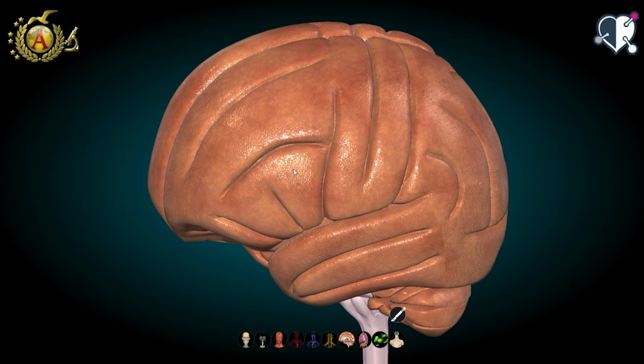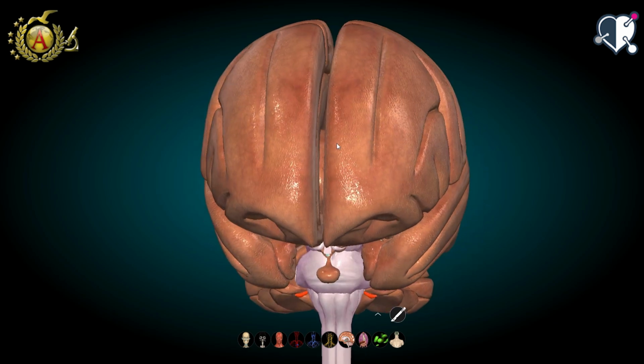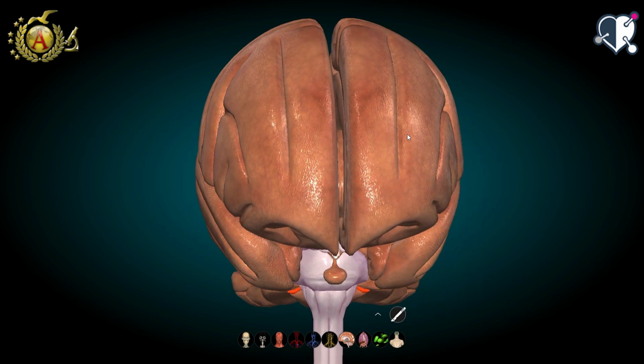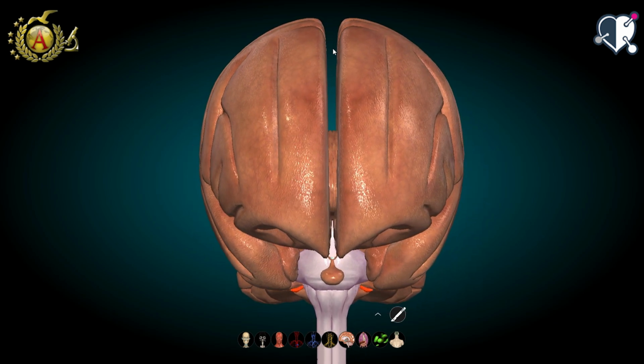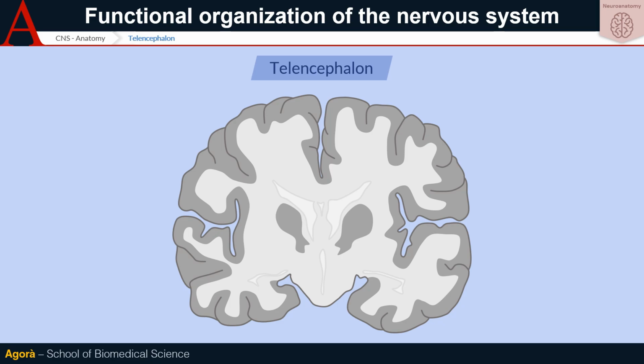Macroscopically, we can say that the telencephalon is composed of two hemispheres, separated by a deep groove with the corpus callosum located at its base. The outermost portion of the telencephalon is composed of grey matter and is called the cortex, similar to the cerebellum. Below the cortex, white matter is found.